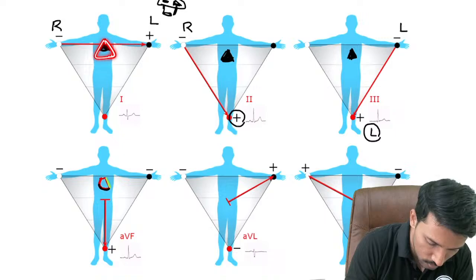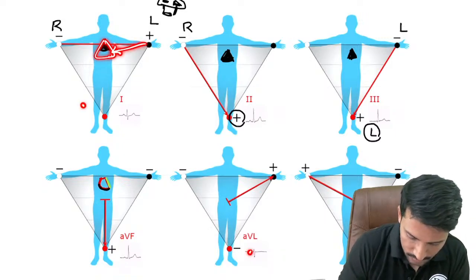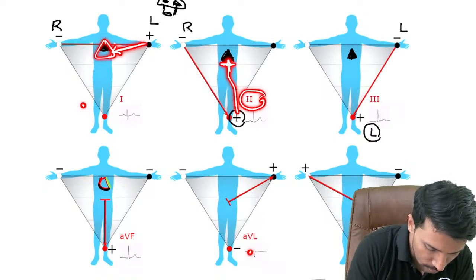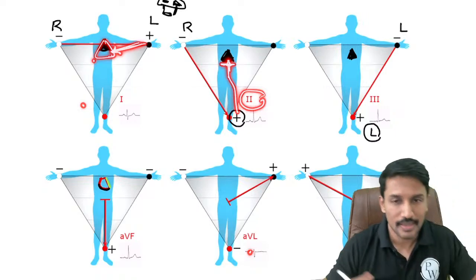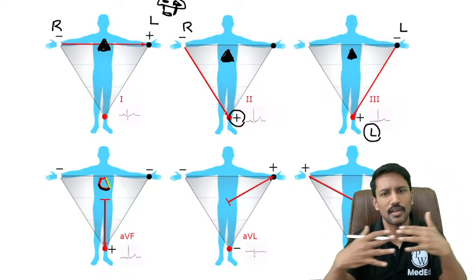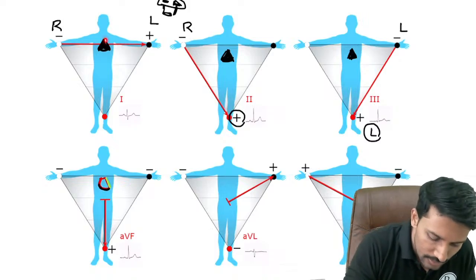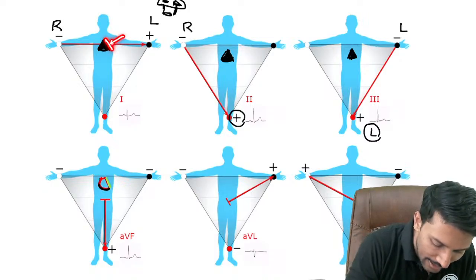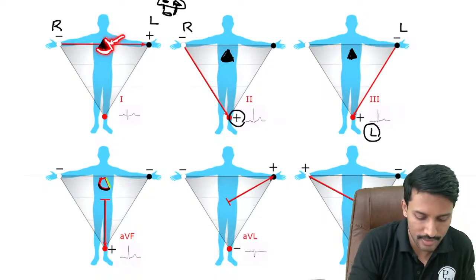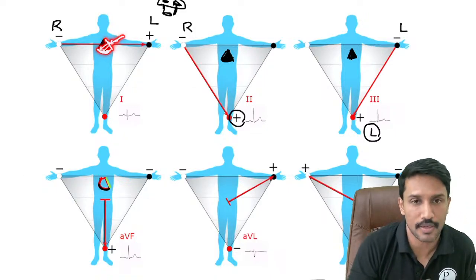From top to this direction. And lead 2, as you see here, is looking in this direction from bottom upwards. This is from top left to downwards. So they're looking in the diagonally opposite direction, right? For example, lead 1 is looking directly at the lateral wall and indirectly at the back of the inferior wall.